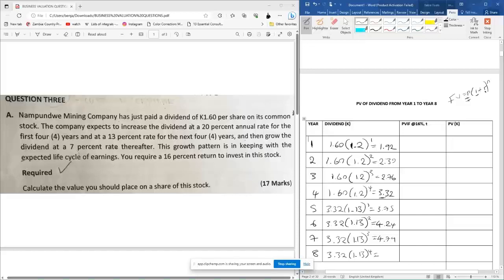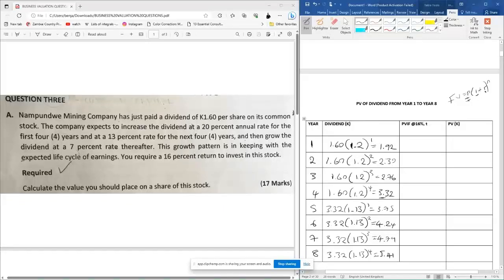And then finally, in the last year of the second phase, we're going to have 3 kwacha 32 ngwe multiplied by 1.13 to the power what? To the power 4. This will give us how much? It will give us 5 kwacha 41 ngwe. This is basically our final dividend growing at the rate of 13% in year 8.